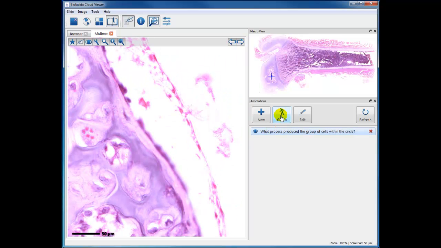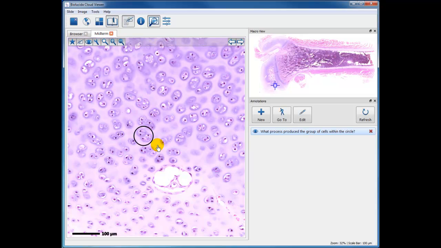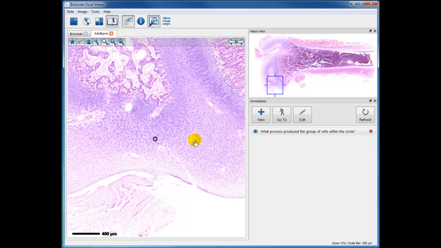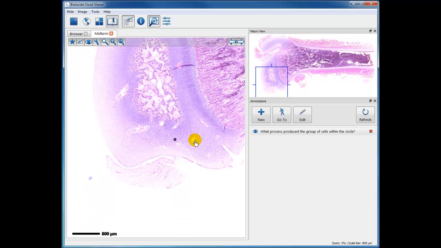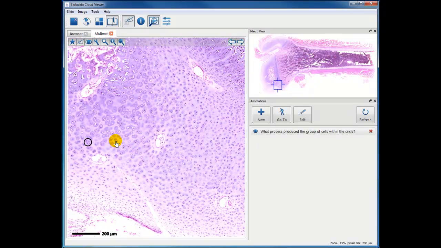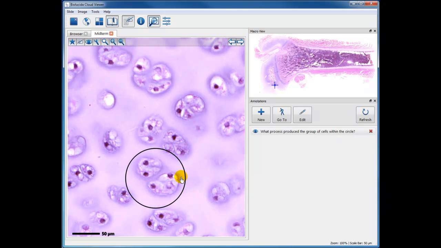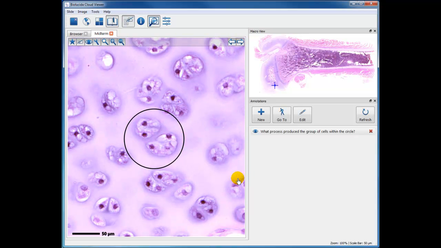So now back to what we're asking you about, these cells. Well, the location of this clearly is in the epiphysis of a bone, and it has to be hyaline cartilage, and these are isogenous groups. So what process produced these groups of cells? And the answer is simply mitosis. Okay, so that's just an example of going through a reasoning process and drawing on information you've learned.